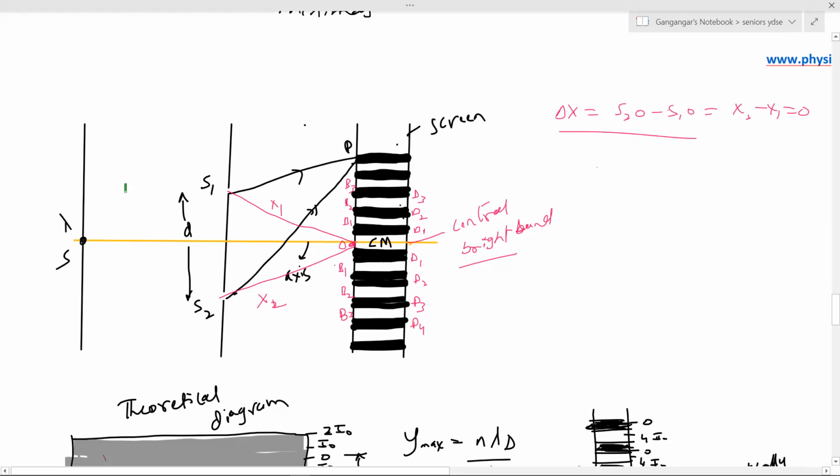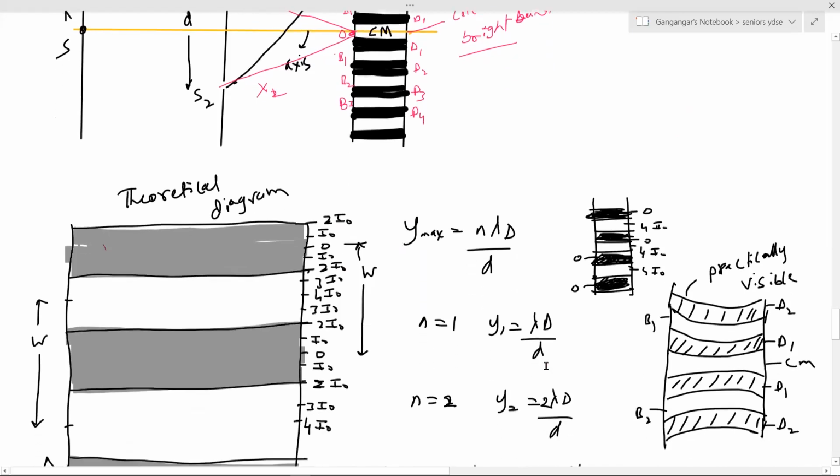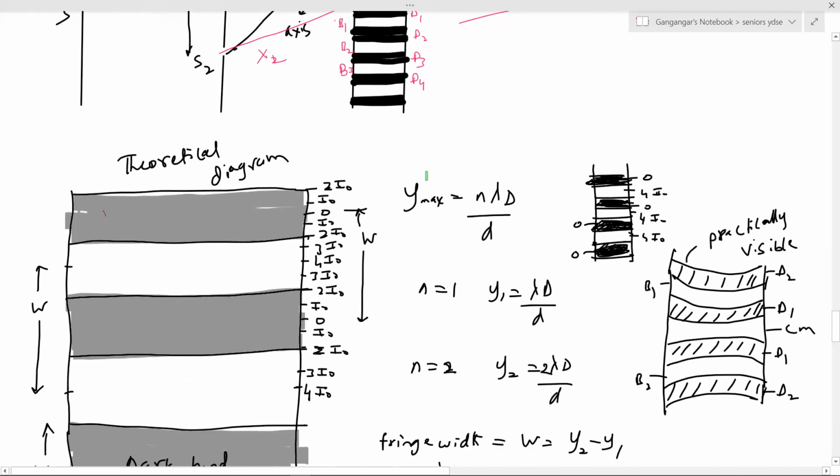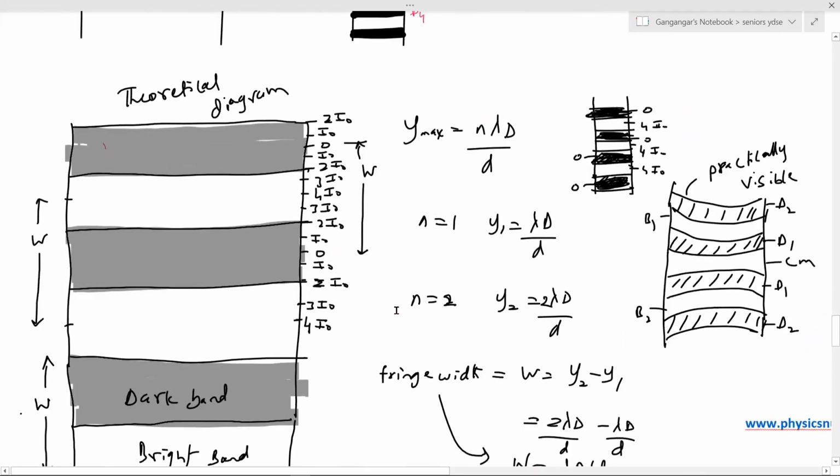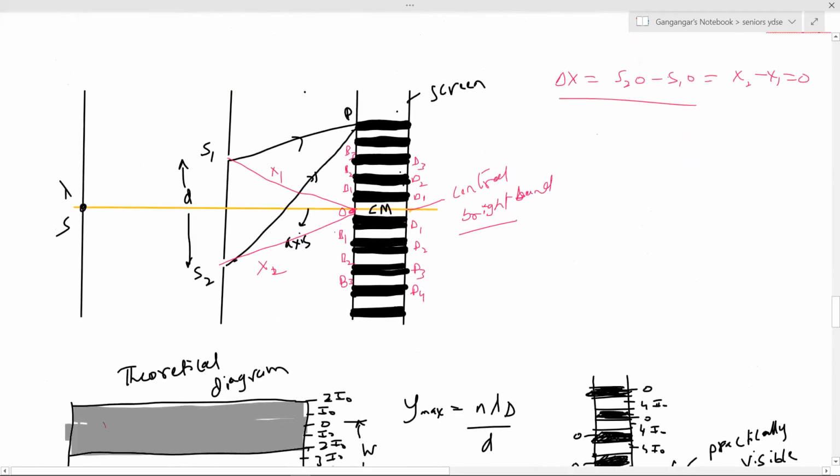How to locate the position of maximas and minimas? Again, we are going to use the same formula. To get the position of maxima, I'm going to use the formula y max equal to n lambda D by d. Some very important questions we are going to discuss here. What is the intensity at maxima? It will be 4 I naught.